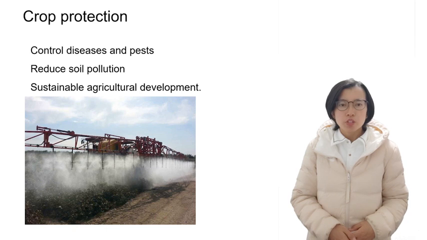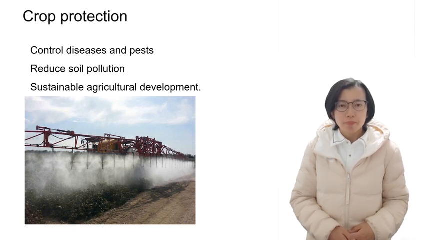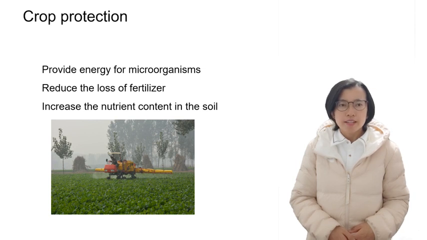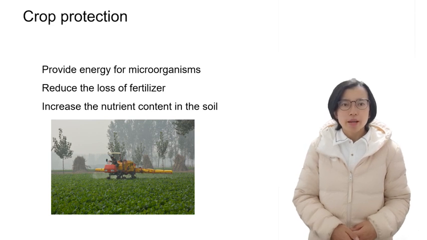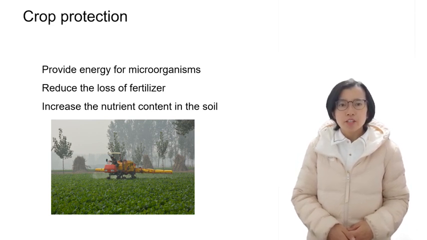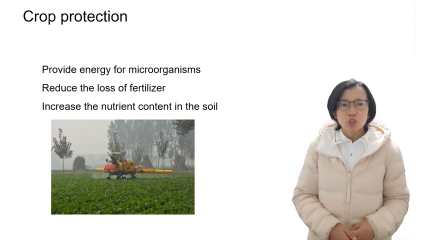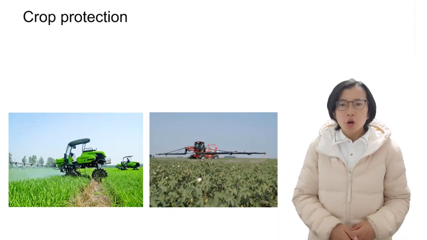It reduces soil pollution, ensures the safety of agricultural products and the environment, and achieves the purpose of sustainable agricultural development. The use of plant protection technology can effectively improve the soil environment, reduce the retention of pesticide residue, provide abundant energy for microorganisms, reduce the loss of fertilizer, and increase the nutrient content in the soil. On one hand, the development of plant protection can realize the scientific, rational, and safe use of pesticide, and improve the monitoring and control of disease and pests.